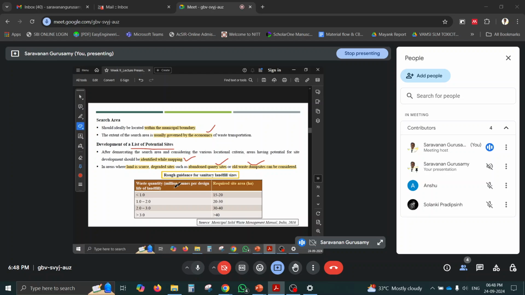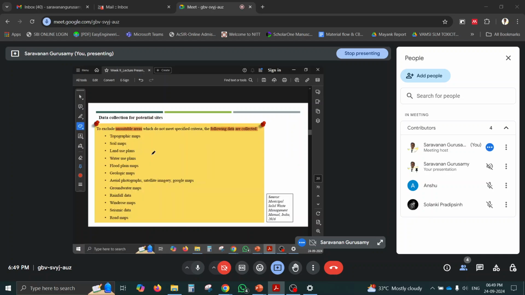Okay, so the rough guidance is: if the waste quantity is less than 1 million tons per design life, then we require a land area of 15 to 20 hectares. So based on the quantity of waste throughout the design life, the area can be calculated, or you can manually calculate based on the population of the city and the waste generation rate. Based on that we can have the area requirement, so we can list the potential landfill sites.